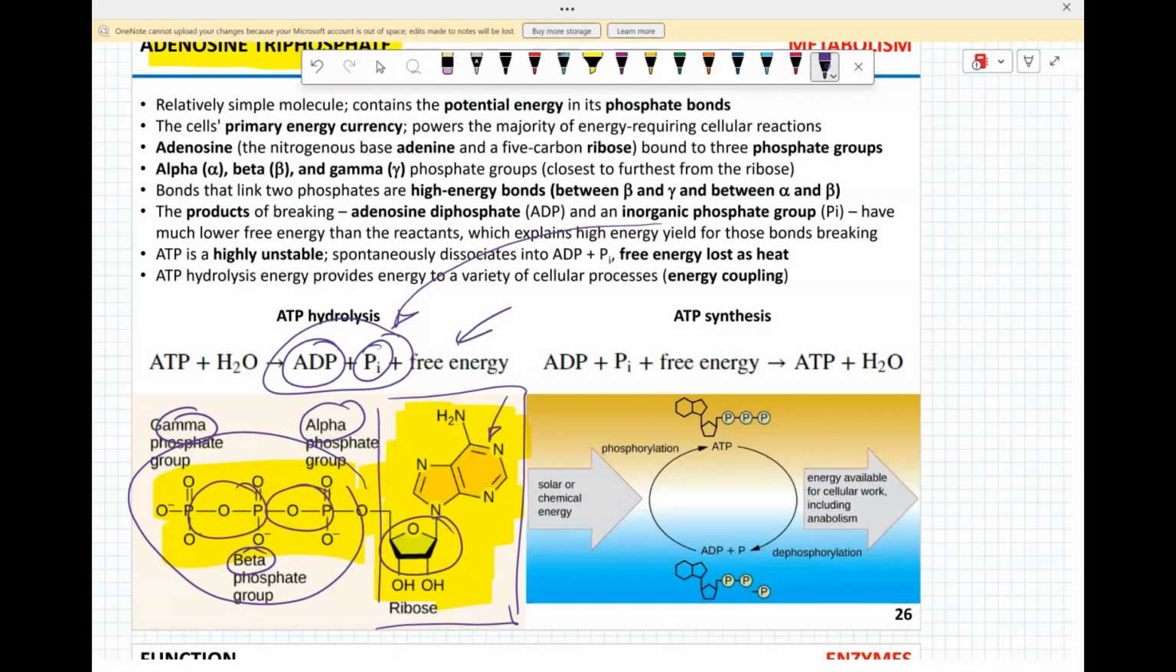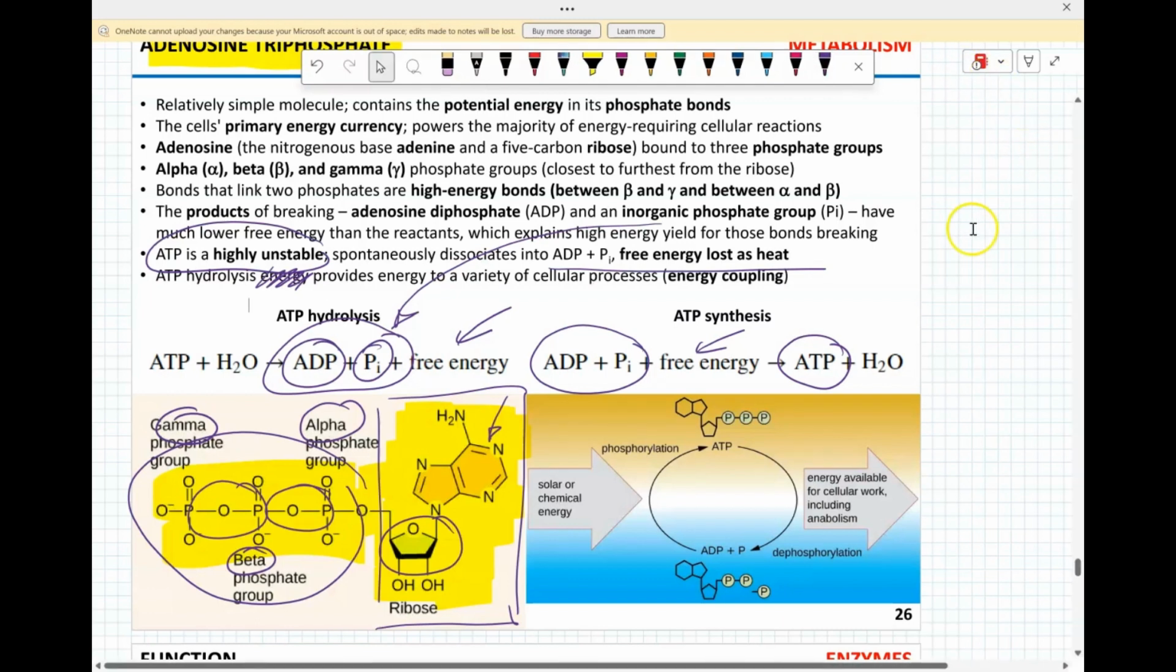Now, when ATP has to be synthesized, ADP and phosphate are combined with the input of energy, and in this anabolic and endergonic reaction, ATP is produced. The ATP molecule is highly unstable, so if it's not used in a cellular process, it can dissociate spontaneously into adenosine diphosphate and inorganic phosphate, releasing energy that is lost as heat. However, controlled hydrolysis of ATP provides energy to pretty much all cellular processes in what we call energy coupling.